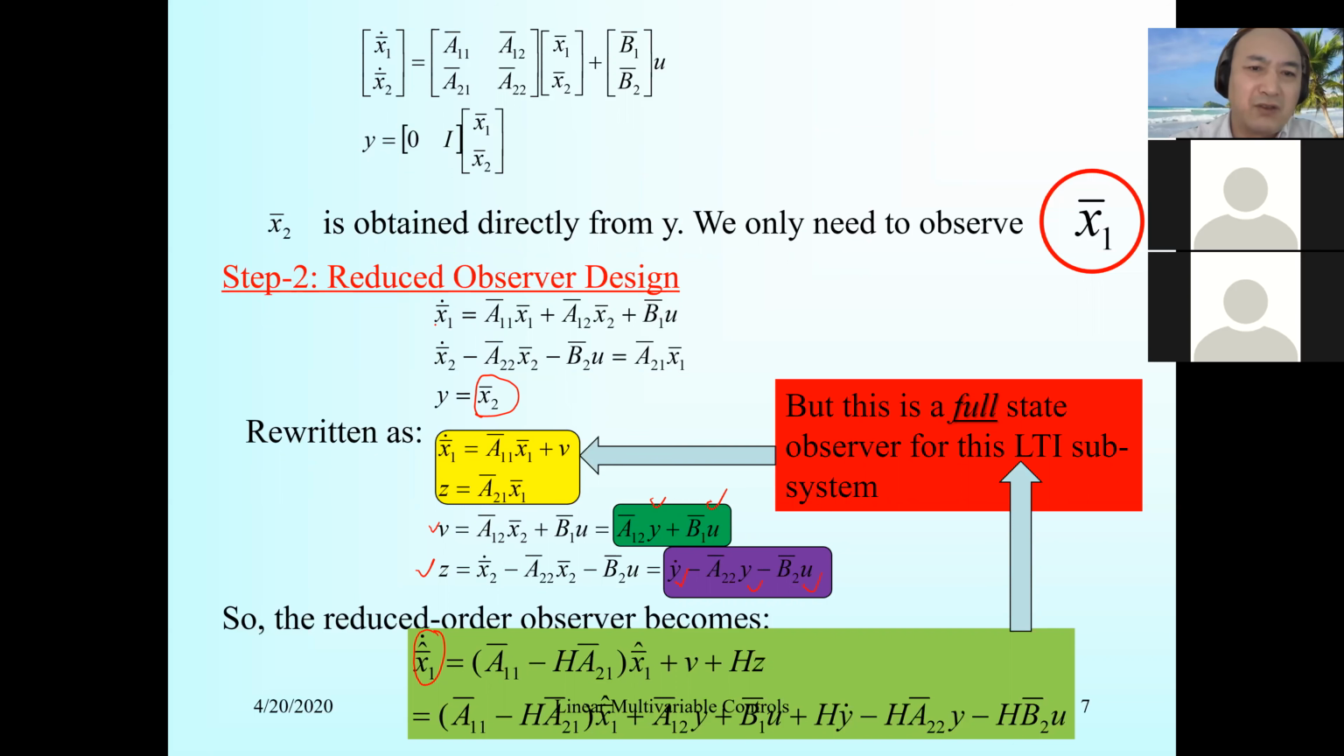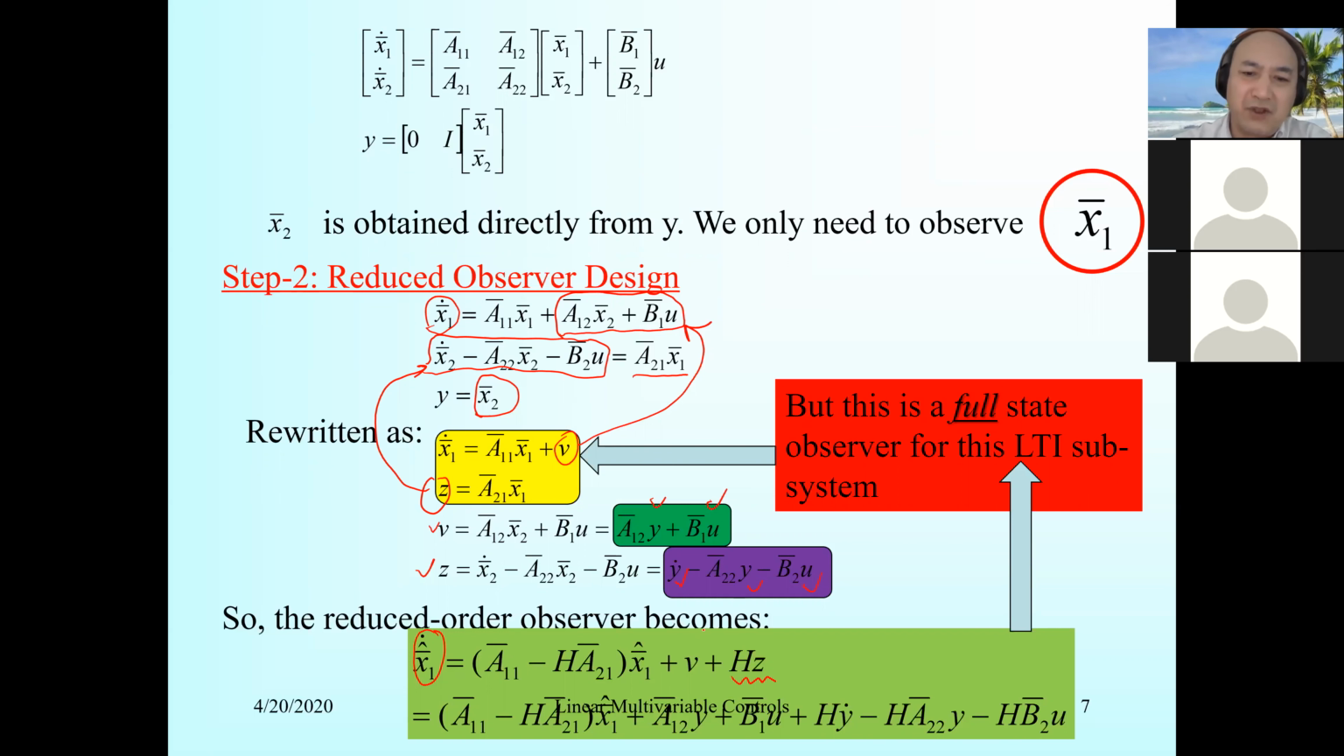Then we focus on the X1 subsystem. This part is all available, it is V. And the Z part is A21 X1, so we treat this part as my Z. Then we focus on this yellow box, which is nothing but the same full state observer. The observer dynamics is X1 hat dot equals this, plus V, and you add HZ. H is your observer gain.